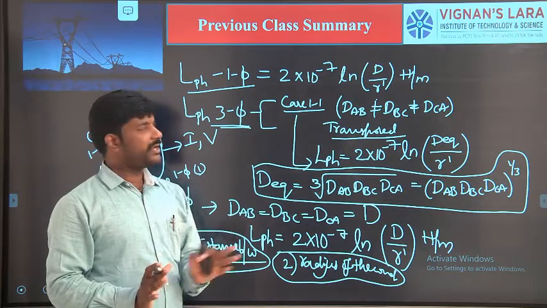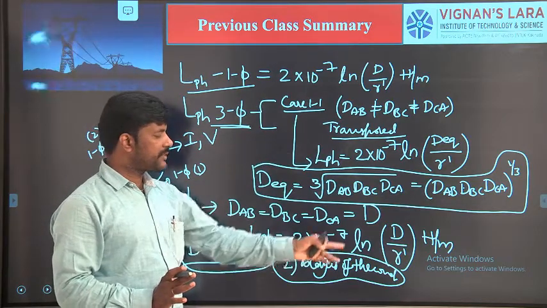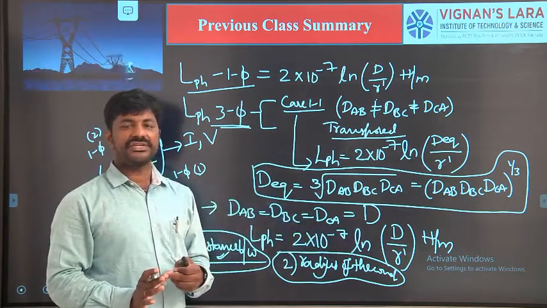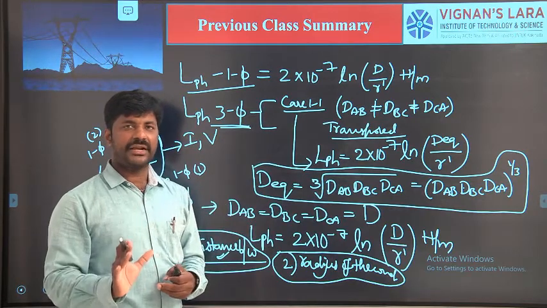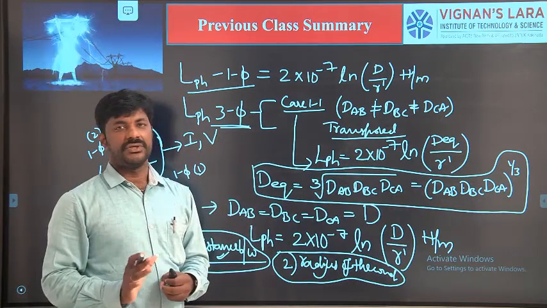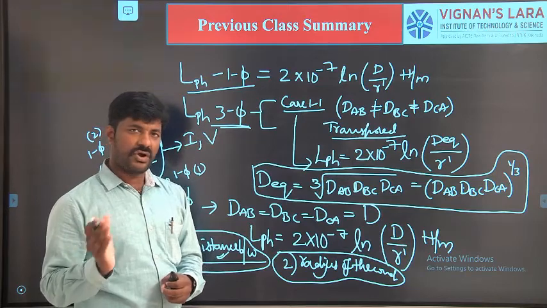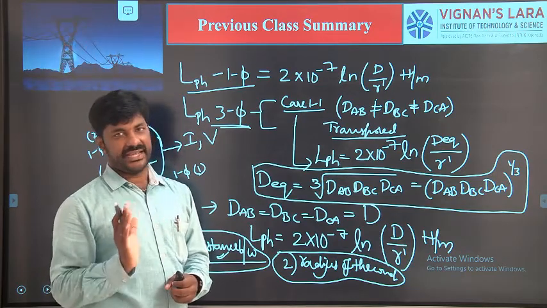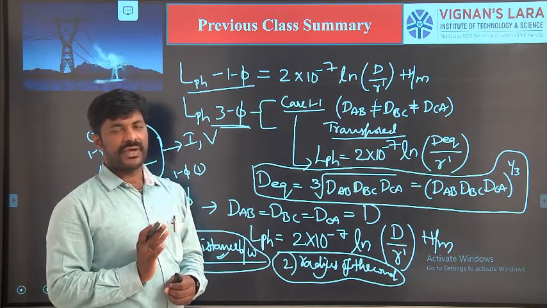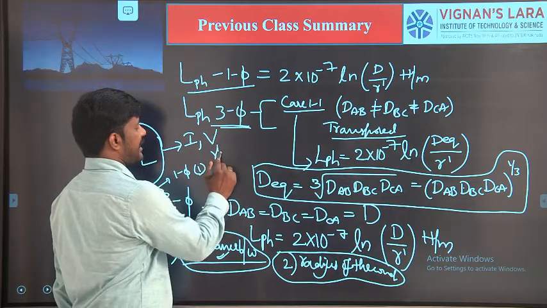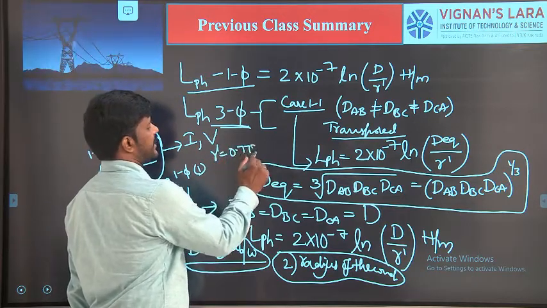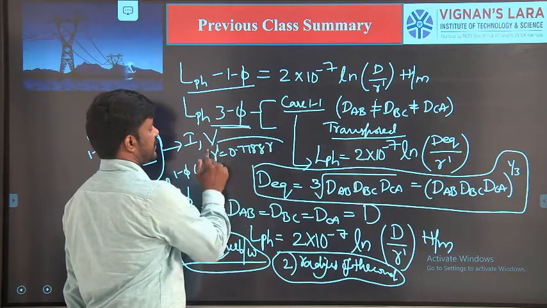In all the cases, in the denominator you can observe R dash, where R dash is called the self-geometric mean radius. Geometric mean radius is also called the fictitious radius, whose value is R dash equal to 0.7788 into R.